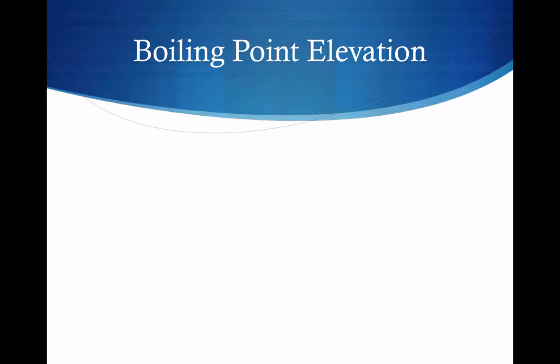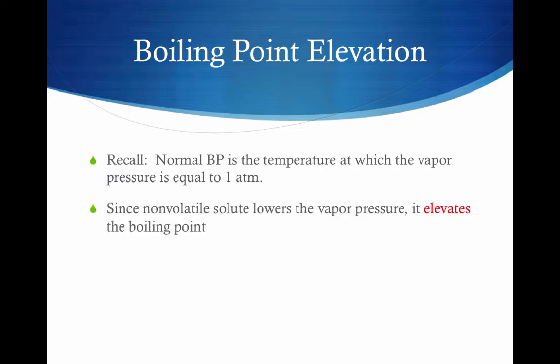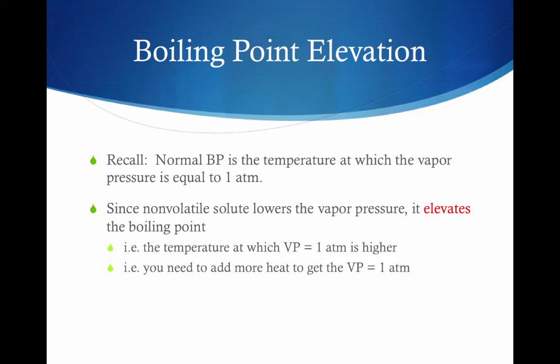Let's turn now to boiling point elevation. Recall that the normal boiling point is the temperature at which the vapor pressure is equal to 1 atm. Well, in the previous slides, we stated that the addition of a solute will lower the vapor pressure of the liquid. Therefore, it will elevate the boiling point. In other words, the temperature at which the vapor pressure is equal to 1 atm will have to be higher. Yet another way of saying this is that you'll have to add more heat to get the vapor pressure to equal 1 atm and initiate boiling.